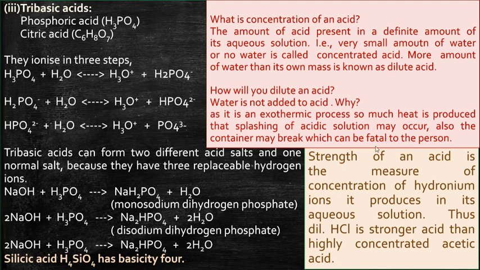Right. Then the strength of an acid is a measure of the concentration of hydronium ions it produces in its aqueous solution. Thus, dilute HCl is a stronger acid than highly concentrated acetic acid. So concentrated and dilute are different from strong and weak. Whether an acid is strong or weak is determined by the number of hydronium ions present in the solution. Dilute HCl has a higher hydronium ion concentration, so dilute HCl is the stronger acid. But concentrated acetic acid contains fewer hydronium ions, hence it is a weak acid.